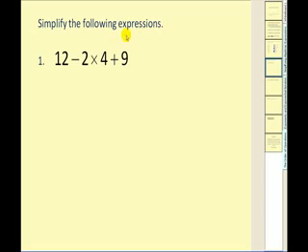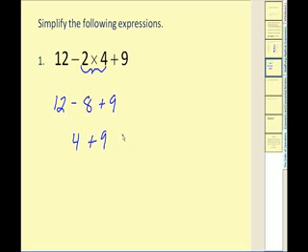Simplify the following expression. It's very tempting to work this from left to right, but first off, there's no parentheses. Second, there's no exponents, so step 3 is multiply and divide. So we have to perform this multiplication here before we add and subtract. So if we do that, we'd have 12 minus 2 times 4, of course, is 8, plus 9. Now, subtraction and addition have the same priority, so you work from left to right. So 12 minus 8 would give us 4, plus the 9 is equal to 13.